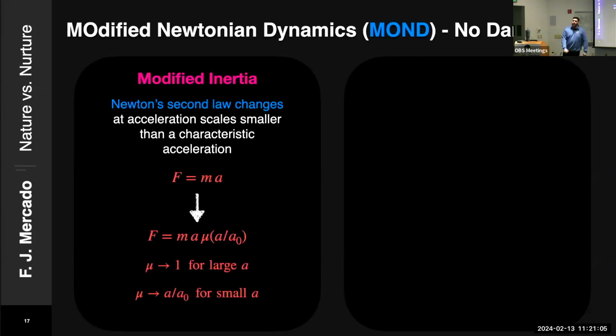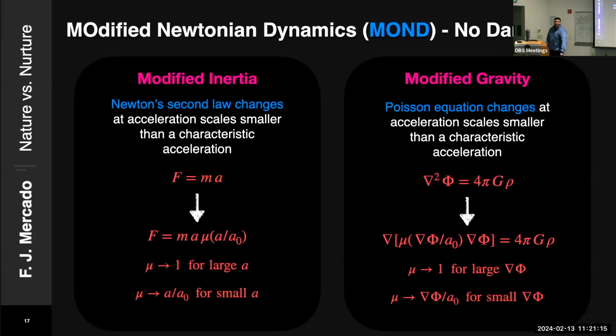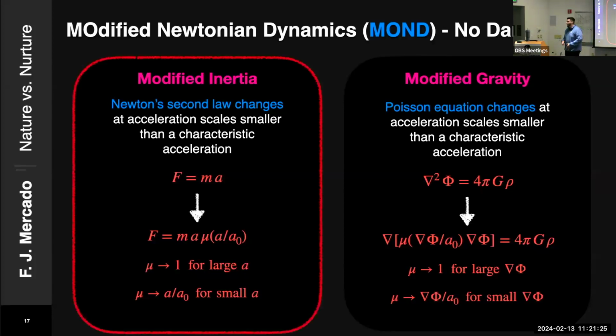The first is MOND as modified inertia. This is where we take Newton's second law and change it below some characteristic acceleration. On the other hand, we also have modified gravity theories of MOND. This is where we change the Poisson equation below some characteristic acceleration. For the purposes of this talk, however, when I talk about MOND, I am going to be talking about modified inertia theories.